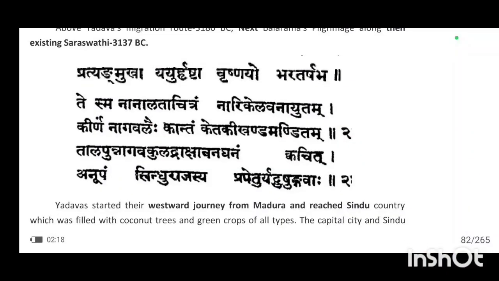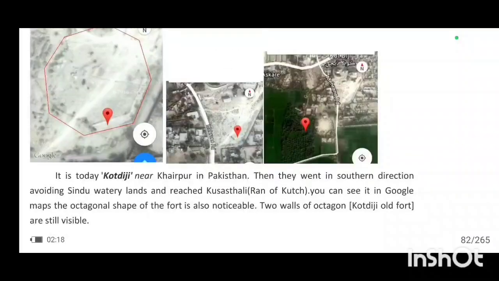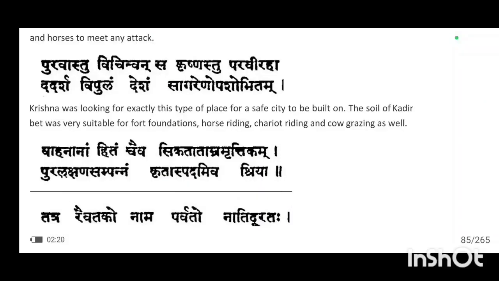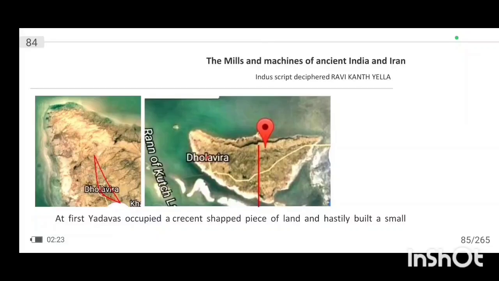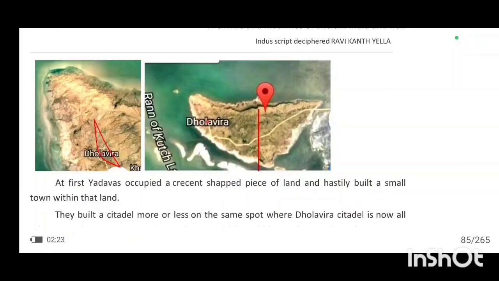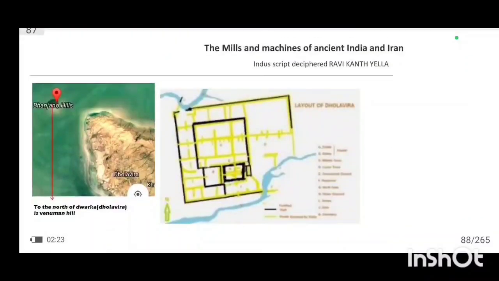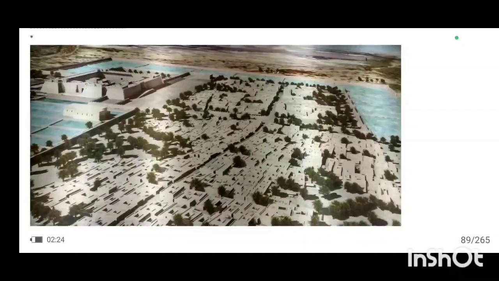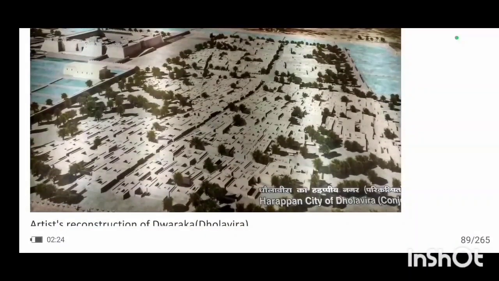This is description of Sindhu kings, Kadiji, Sindhu king's palace and surroundings. I have wrongly given a different site in Kadiji as fort of Sindhu king. It is on the other side. In the scripture Harivamsa Puran, every hill surrounding Dwaraka or Dholavira was clearly given. Two rivers flowing through Dwaraka city or Dholavira. Computer reconstruction of Dholavira or Dwaraka.